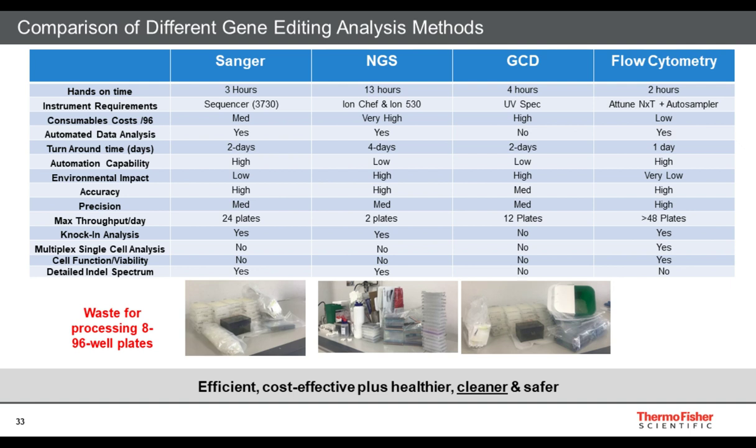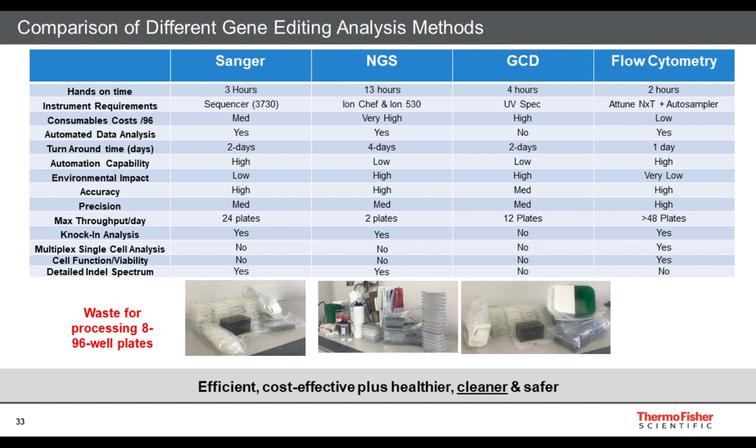Max throughput per day, it is definitely the highest. Sanger would be the close second, but then again, this is assuming you have a 3730 that can run 16 plates overnight. Not everyone has that. Flow cytometry will also allow you to do knock-in analysis. The others will not. It also gives you that additional metrics of cell function and viability. Now, one thing that flow cytometry will not give you is a detailed indel spectrum. And of course, if you're creating a stable cell line, you will need to validate that cell line by other methods at some point.